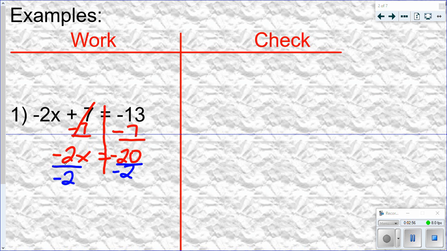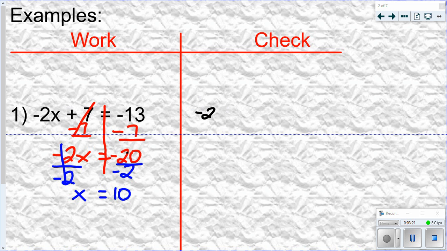So -2 divided by -2 is 1. So that's just going to go away because 1x is the same thing as x. And -20 divided by -2 is +10. So just like with one-step equations, I can check this answer. I can plug it in and see, is -2 times 10 plus 7 equal to -13? So that's what I'm going to check.